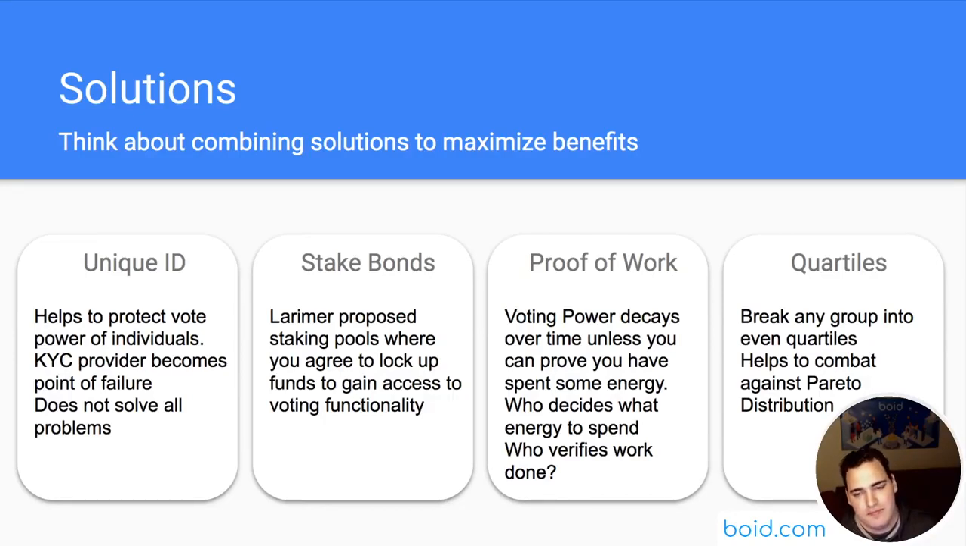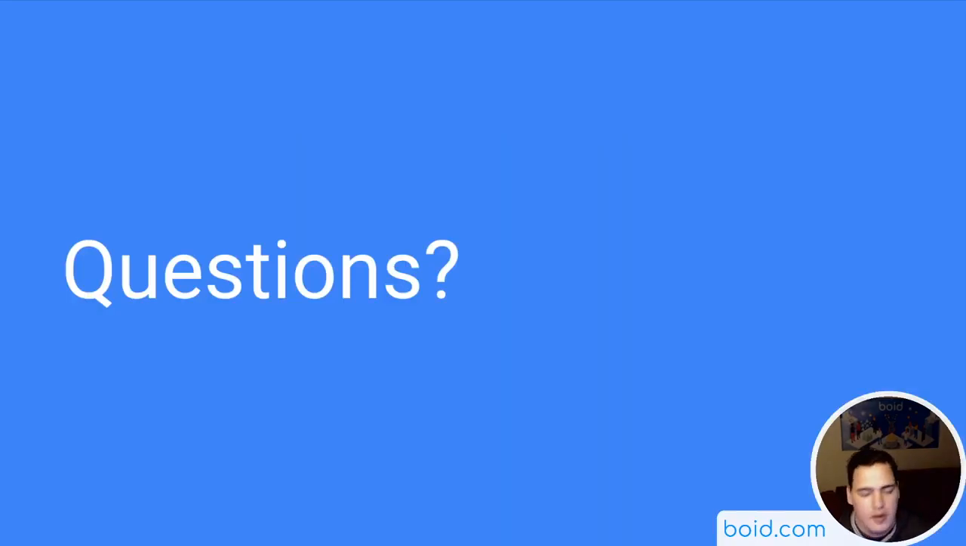Proof of work, basically this idea that your tokens don't have any power unless they're backed by some kind of expenditure of energy. And quartiles, basically you break your community into many groups. And then each one of those groups has a Pareto distribution inside of it. And this helps to make sure that a larger variety of individuals in your community can have a voice. Any questions?